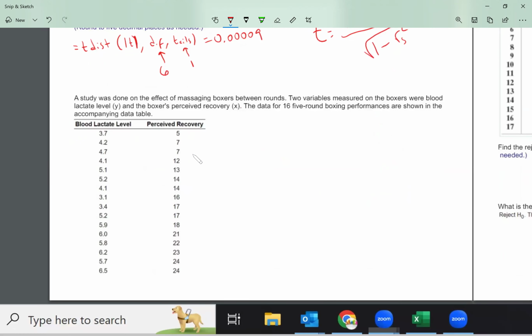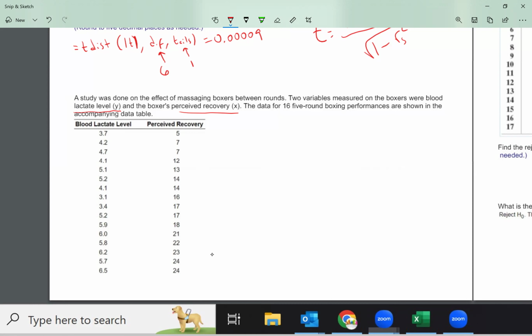Now we're going to do another question here. A study was done on the effect of massaging boxers between rounds. 2 variables were measured on the boxers: blood lactate level and the boxers' perceived recovery. I want my recovery to be my X value and my blood lactate level to be my Y value. I know it's given differently there, so we have to switch it. The data for the 16 5-round boxing performances are shown in the table below.